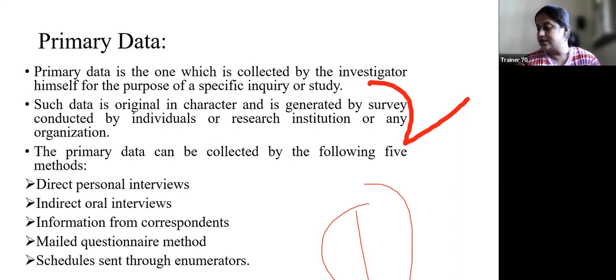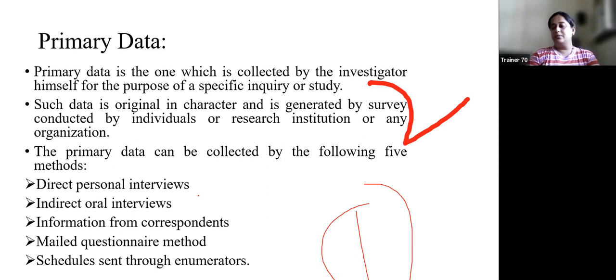The data which is collected by the surveyor or investigator himself for any particular research or survey is known as primary data. Now, ये जो data है, since this is collected for the first time, so we can say this is original in character, and also we can call it first hand data because it is collected for the first time for any specific inquiry.